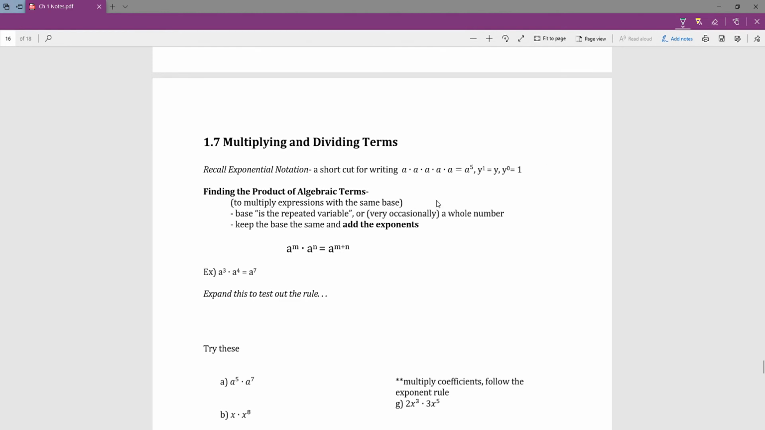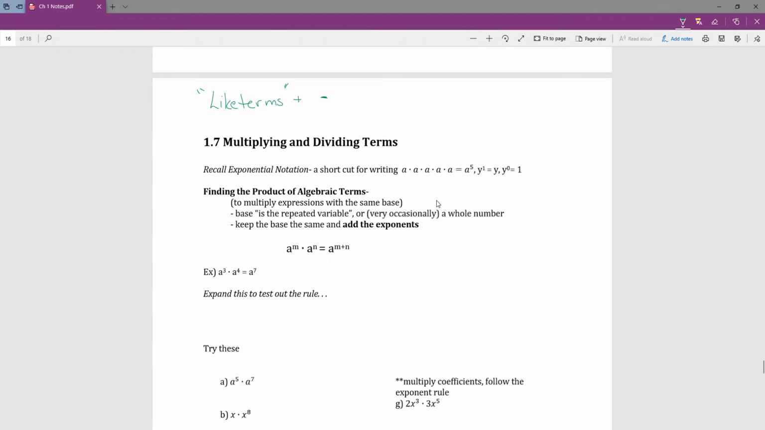So 1.7 has us finishing out this chapter 1 stuff with this transition to algebra. And we defined what a term is in 1.6, and then we started off by talking about like terms. And if we wanted to add or subtract terms, they had to be like terms, right?